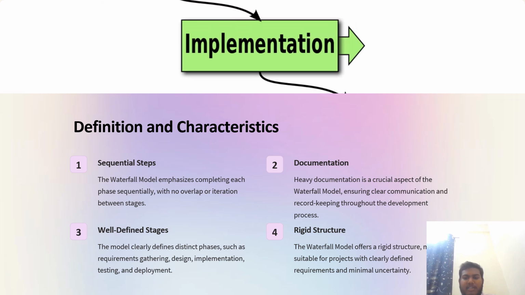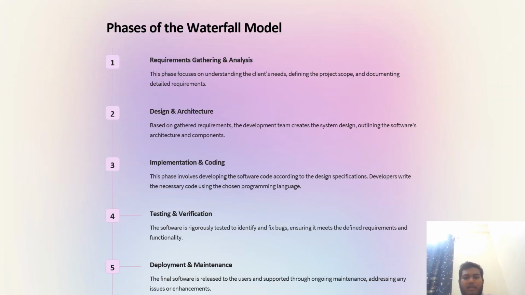Now we'll see rigid structure. The waterfall model offers a rigid structure which is suitable for a project with clearly defined requirements and minimal uncertainty. Next, we'll see the phases of the waterfall model. First one is requirement gathering and analysis.